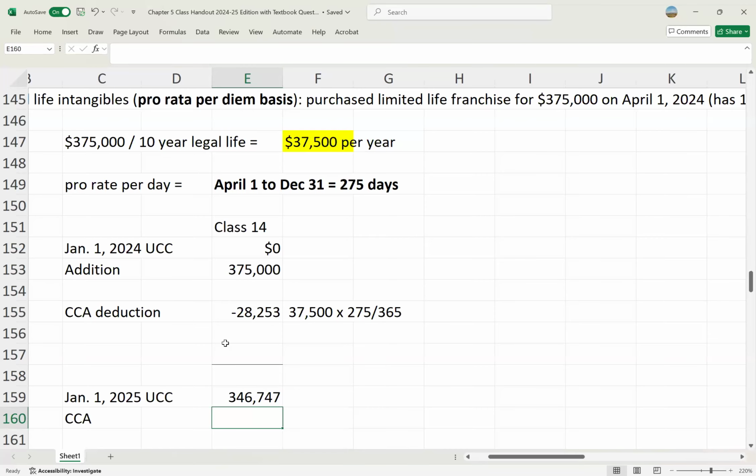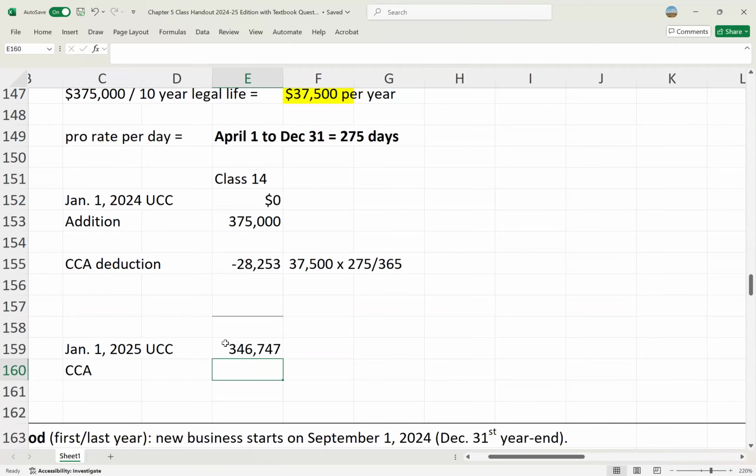And then the balance going into next year will be 346,747. Now, once again, this is straight line. So next year we will take the full 37,500. And once again, the balance going into 2026 will be 309,247.